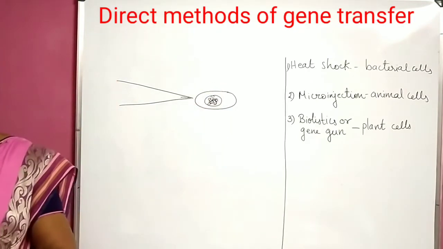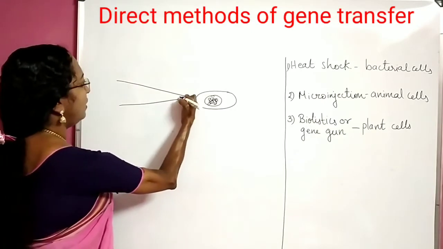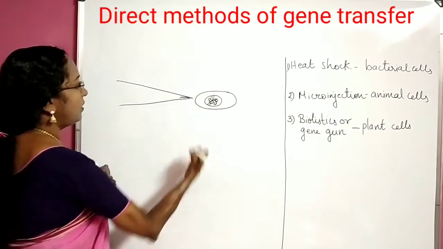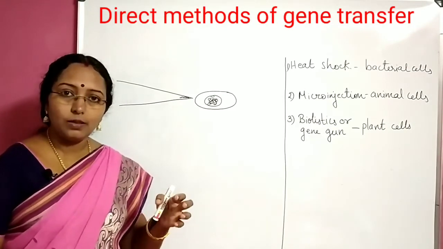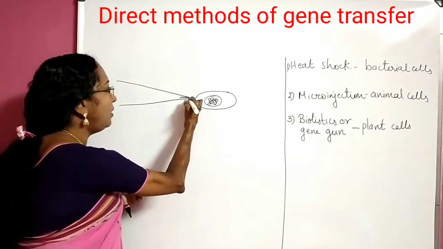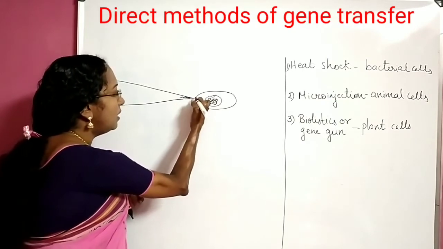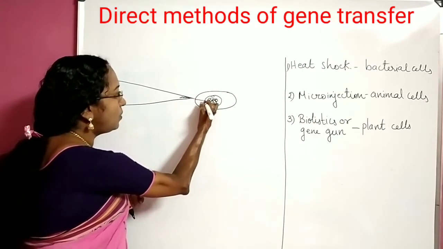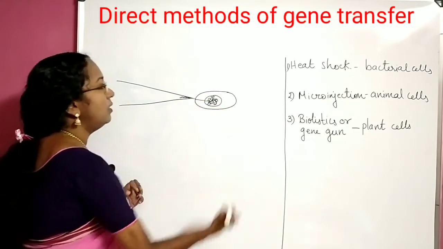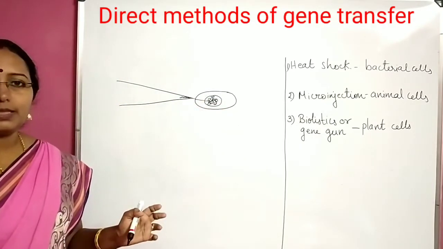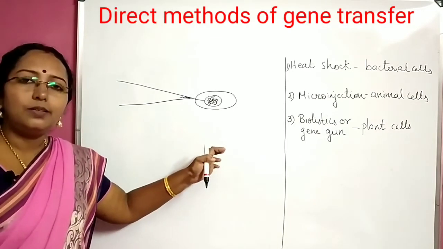So let me just draw this gene of interest with another color. I'll just use a blue color here. Okay, so carefully you observe through a microscope and slowly you inject this gene of interest, pass it through the cell membrane, through the nuclear membrane, and it is injected into the chromosomal DNA that is present. It is injected inside the nucleus.